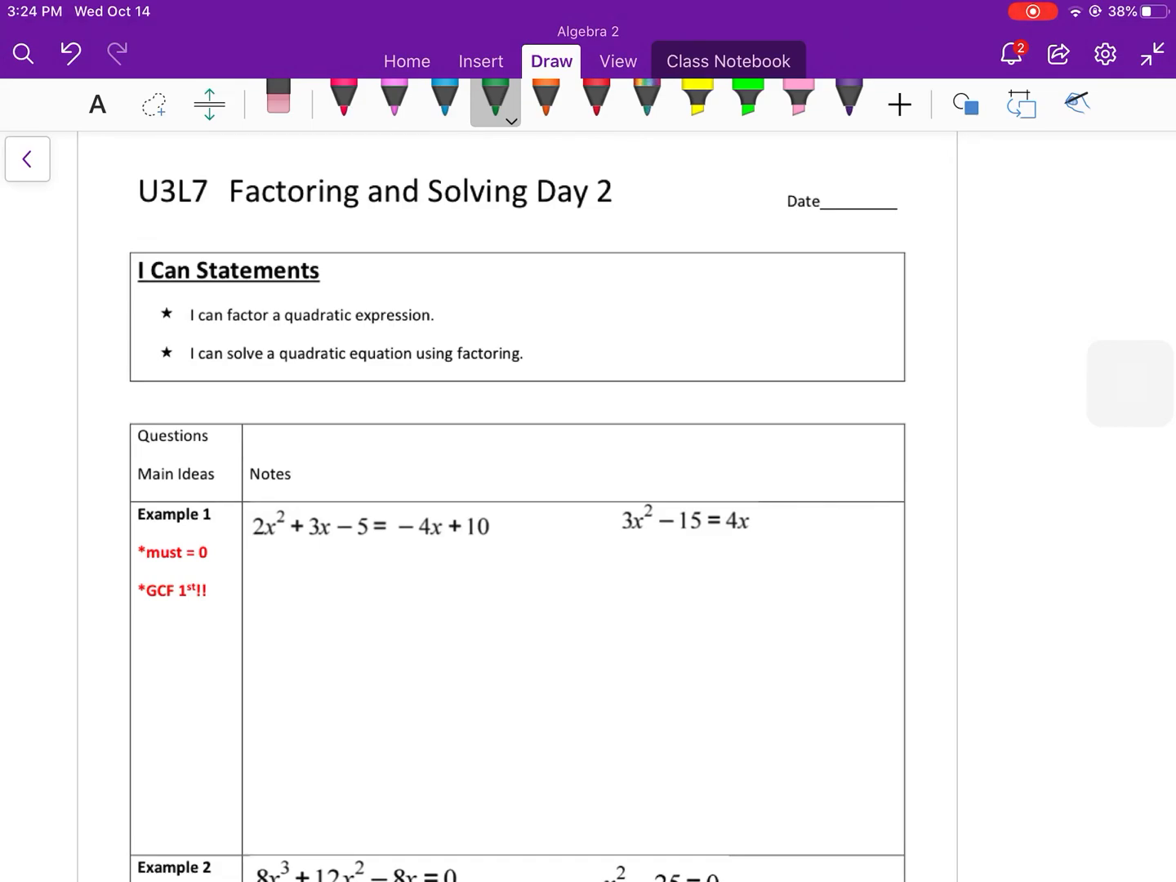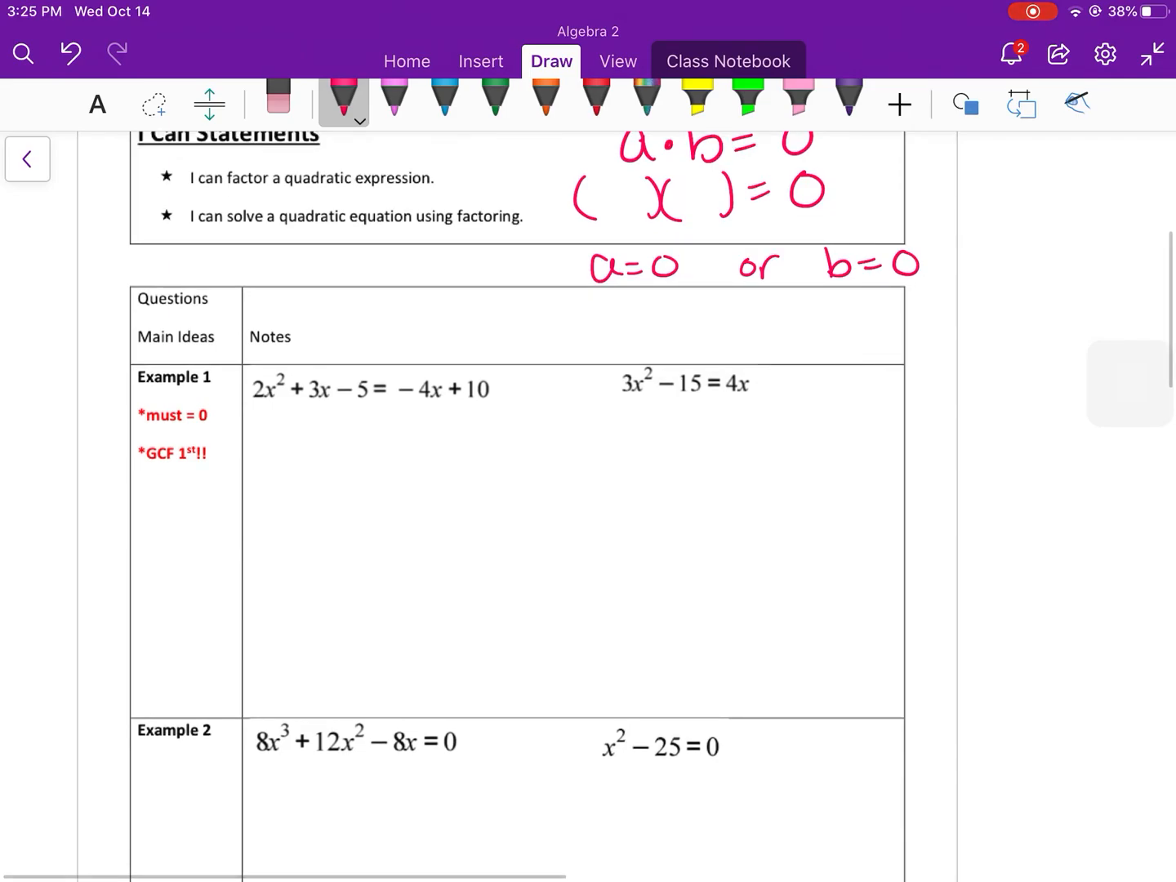So remember the zero product property told us that anything times 0 is 0. So if you have two factors like A times B, that means either A has to be equal to 0 or B has to be equal to 0 or both equal to 0. And so when you solve by factoring, you factor it and then you set each factor equal to 0 and finish solving for that x. So let's start out with example 1 here.